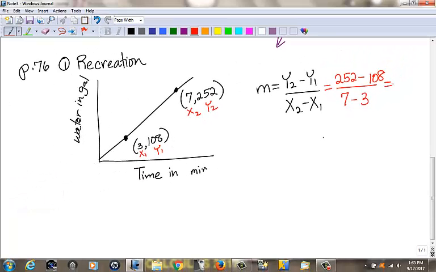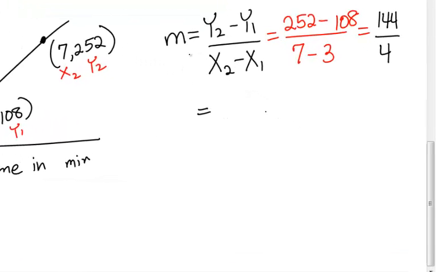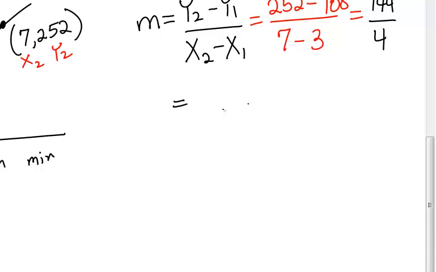You agree with that? Okay, and then if you simplify that, 252 minus 108 is 144 over 4, and then reduce that. 4 goes into both of them. 36 over 1. So the rate at which that's changing is 36 gallons per minute. That is the rate at which the water's flowing into that pool.